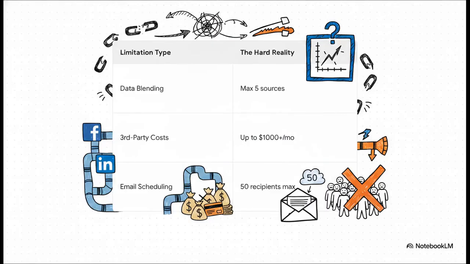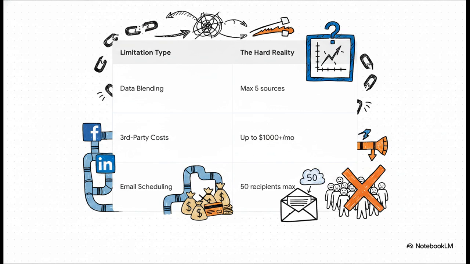Let's break down the hard boundaries of that free tier. First up, data blending. You hit a hard wall at a maximum of 5 sources per blend. And worse, if a column gets renamed upstream in, say, Google Sheets, the blend just silently breaks. You get ghosted with empty charts and no clear error message.